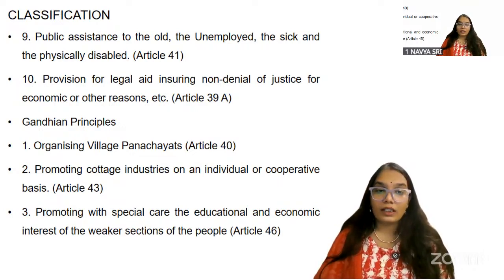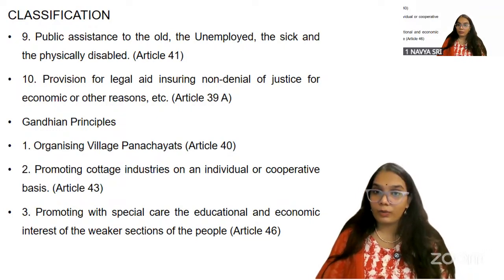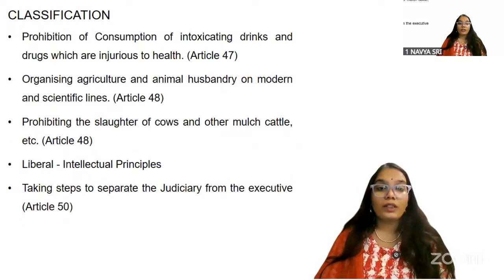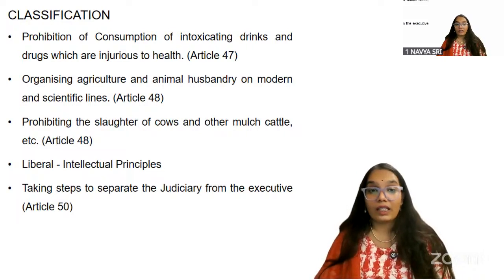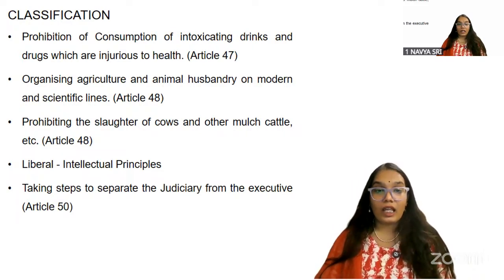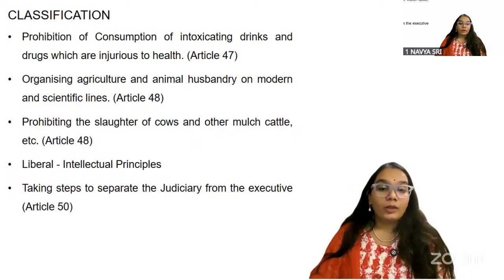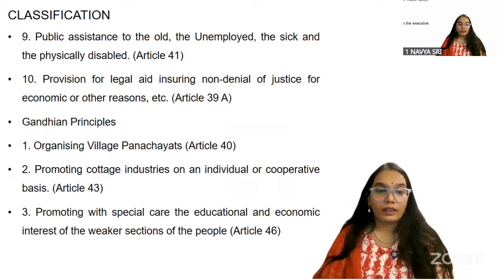So the first one is organizing village panchayats, then promoting cottage industries on an individual and cooperative basis, promoting with special care the educational and economic interests of the weaker sections, then prohibition of consumption of intoxicating drinks and drugs which are injurious to health, organizing agriculture and animal husbandry on modern and scientific lines, and prohibiting the slaughter of cows and other milch cattle. These are all the principles of Gandhi. Around six, yes, around six are there.